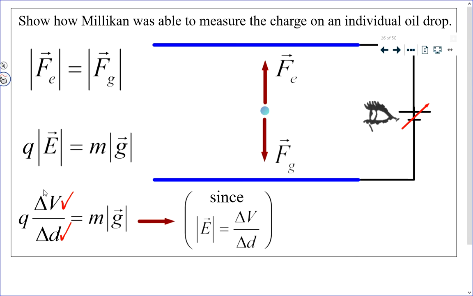He would also need to know the gravitational field strength of the Earth, which is 9.81, and then he would need to know the mass. If we had more time, I would get into a broader discussion of how we can determine the mass, but the mass is determined by taking the size of the drop that he sees and using the density of the oil, and with that information it's possible for him to calculate the mass. But we're not going to worry about that here. So what he does is he calculates the charge.